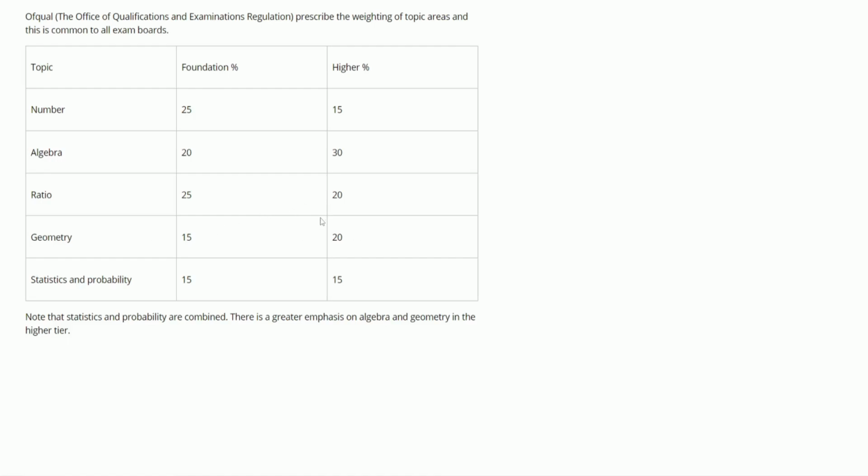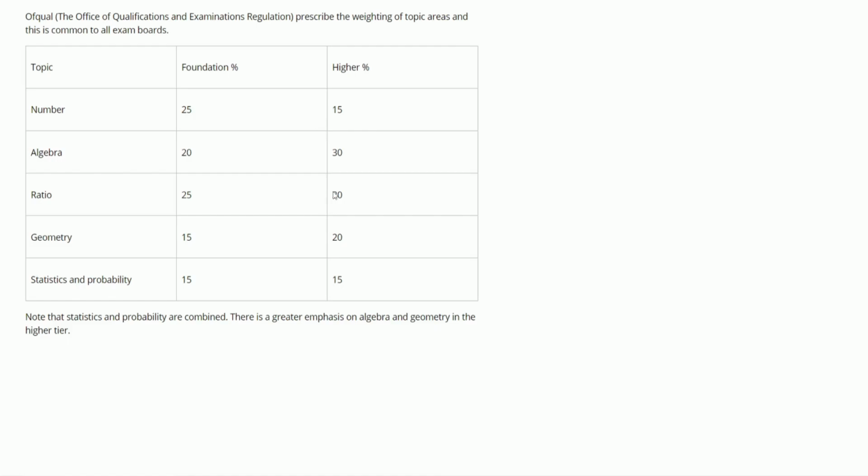With geometry, fairly similar, and with statistics and probability, it's actually identical, which I thought was quite interesting when Ofqual went through this with me. It's kind of tacked on to the subject. It's just anything like stem and leaf diagrams and percentages, etc. that is added on the end. So I hope this gives you a better idea of exactly what the breakdown is. If you save this, screenshot it or whatever, you can at least go through and see exactly what you need to know.